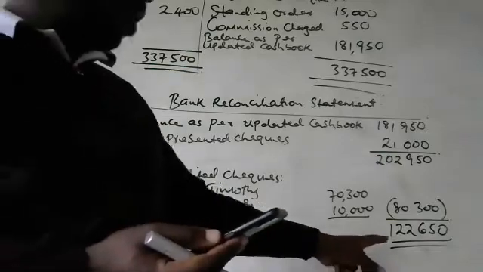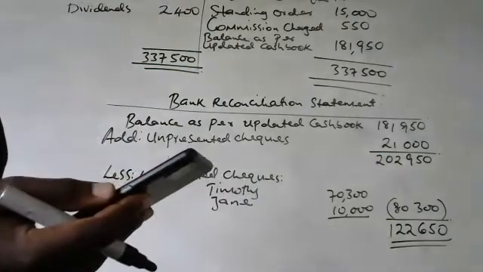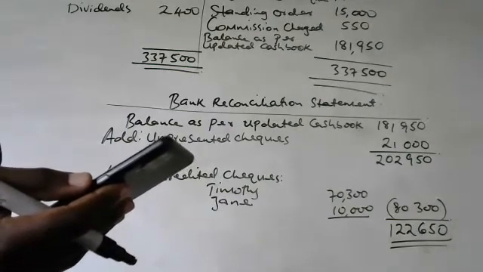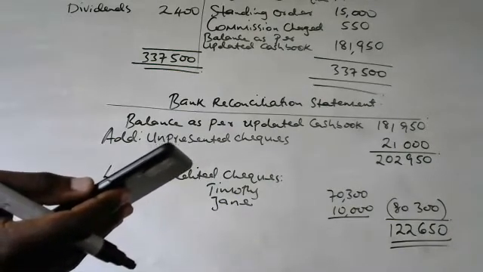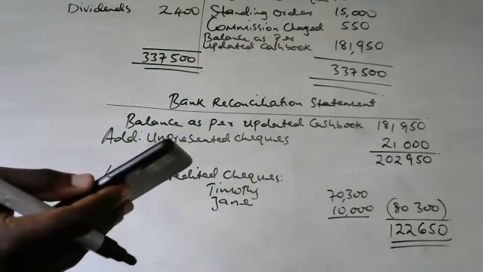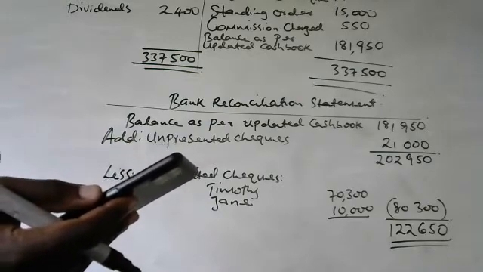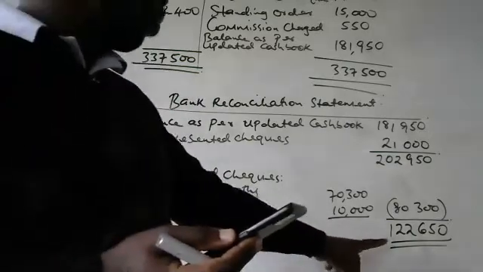If I compare this figure, it's not coming as the same as the balance for the bank statement. Remember, on the introduction statement, we are told that the cash book bank column had a debit of 335,100, while the bank statement had a credit of 122,450. So this one is supposed to be the same as that.